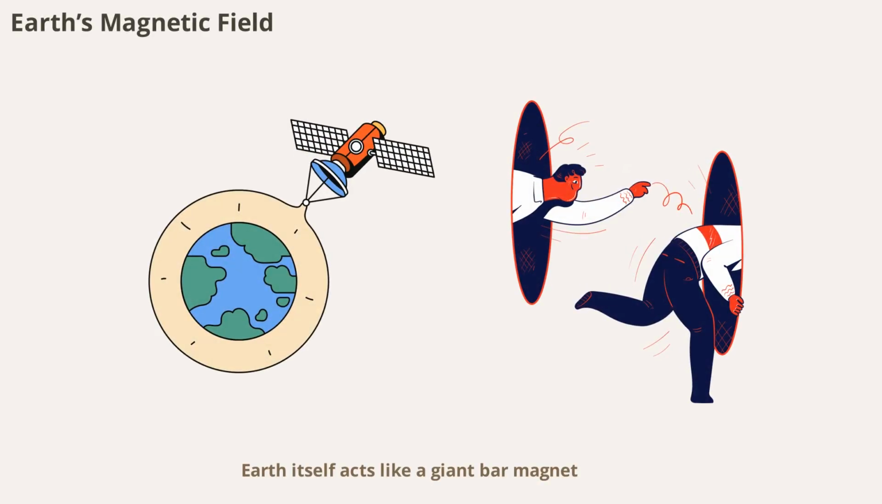Earth itself acts like a giant bar magnet, with a magnetic field that extends from the core out into space. This field protects us from harmful solar radiation and guides navigation for animals and humans alike. The magnetic field is not perfectly aligned with the geographic poles, leading to phenomena like magnetic declination. Understanding Earth's magnetic field is crucial for navigation, communication, and studying the planet's interior.